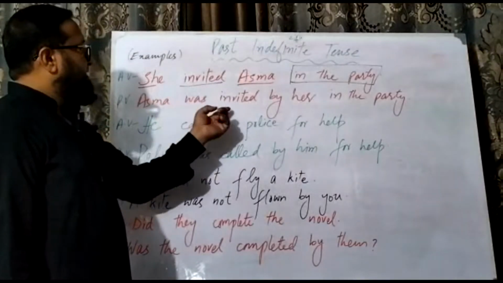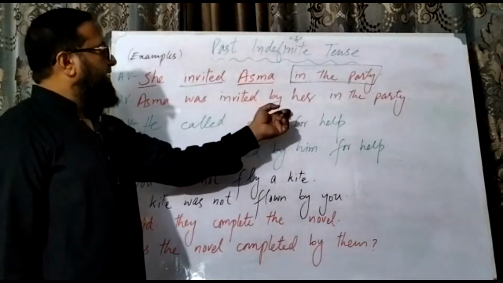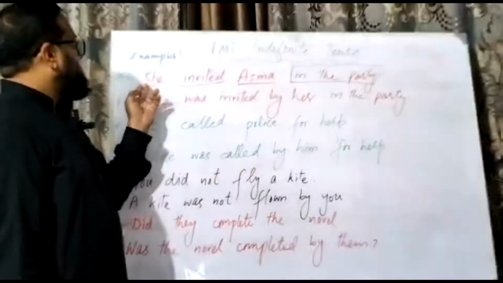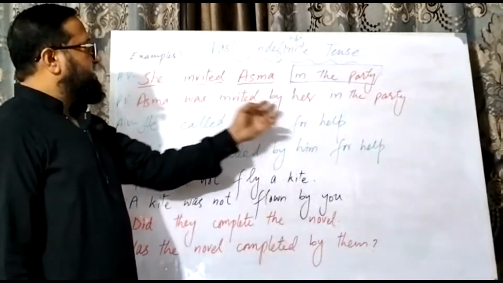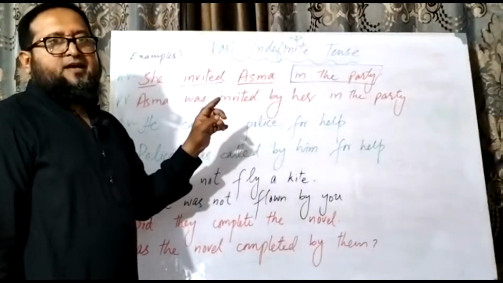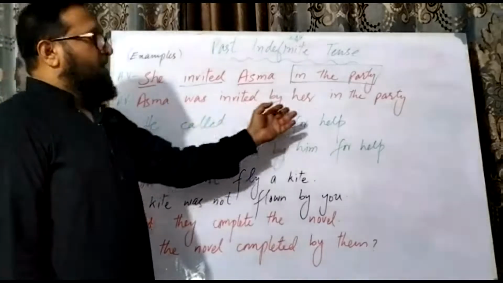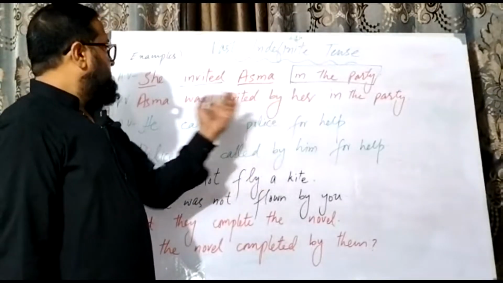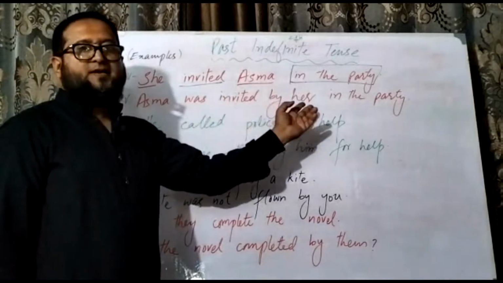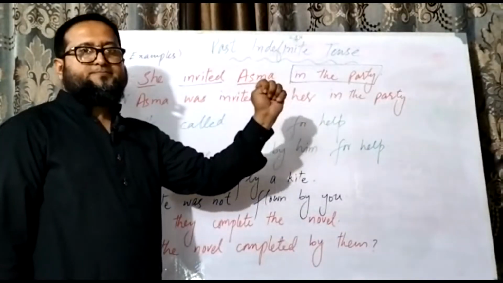Asma was invited by her in the party. She is the subject, and when converting she into an object, it will become her. By is an addition. So the passive voice will become: Asma was invited by her in the party.